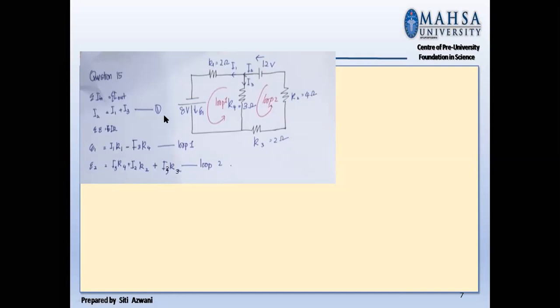So again, you need to repeat the same working, the same method. You need to apply the first law of Kirchhoff's rule, so I have I2 equal to I1 plus I3. Next, loop 1 and loop 2. Again, don't forget to draw the direction of your battery and the direction of your loop on your circuit.